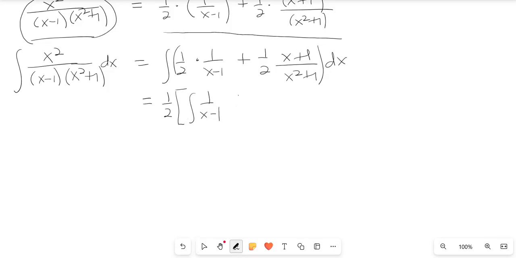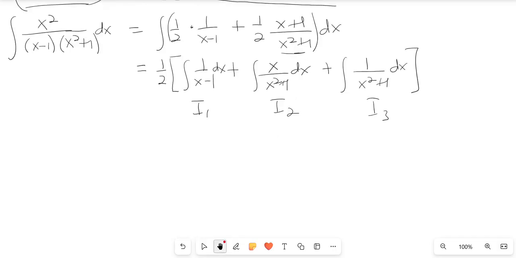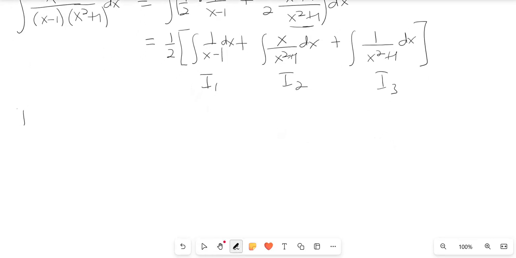X minus 1 plus, this can also be split into 2 integrals. That should be plus integral of x over x squared plus 1 dx, plus the integral of 1 over x squared plus 1 dx. So all multiplied by half. So I can call this I1, integral 1, integral 2, integral 3. So let's tackle the first one.